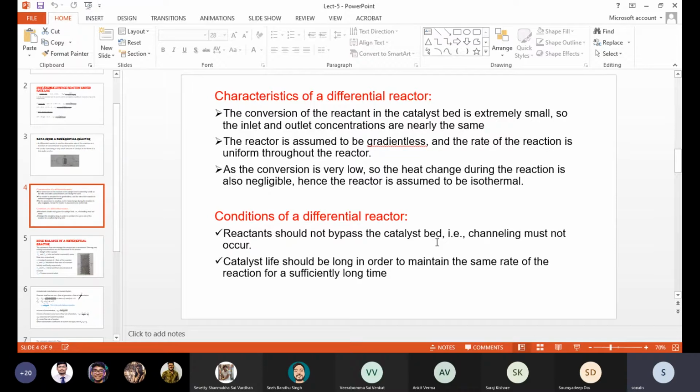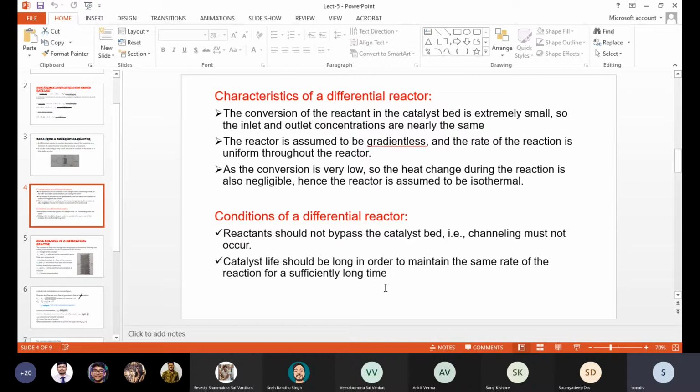when the reactant fluids somehow bypass the catalyst bed through the void space at the boundary of the catalyst bed, without touching the catalyst beads. That is channeling. Channeling should not occur in a differential reactor. All the reactant molecules should pass through the catalyst bed, and the catalyst life should be long in order to maintain the same rate of the reaction for a sufficiently long time.